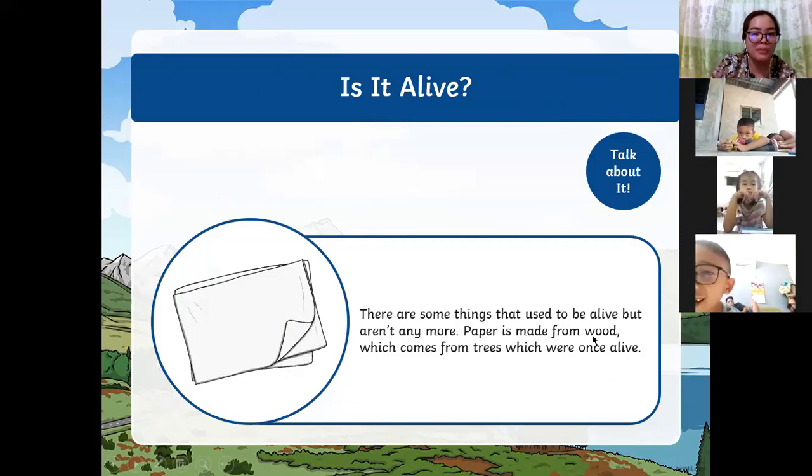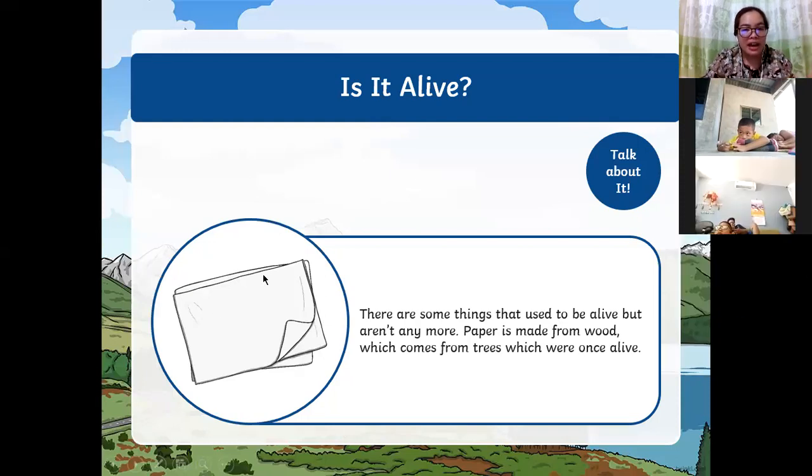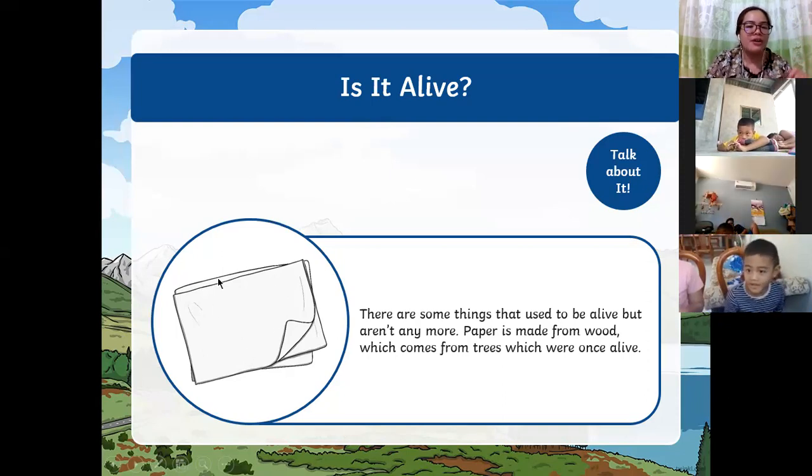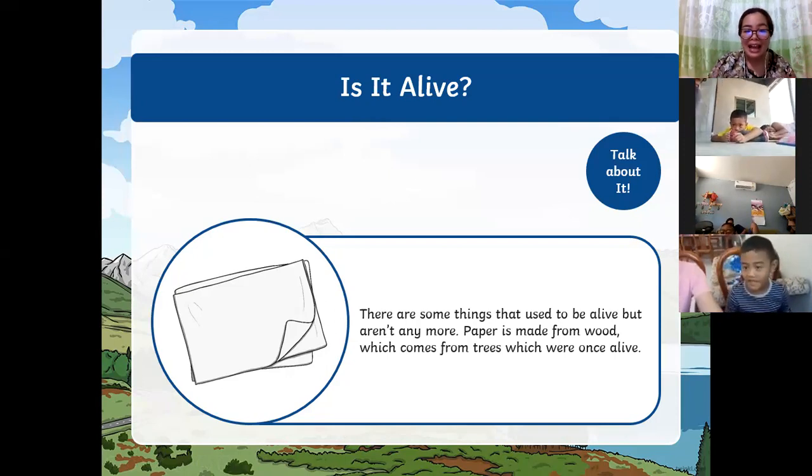Okay, so let's proceed. Next, there are some things that used to be alive but aren't anymore. Paper is made from wood, which comes from trees which were once alive. So we have things like apples. Alive before, yes, but now they are not. The paper, yes, very good, it's a paper. This paper is made from wood. The wood came from the trees. Trees are living things, so they were once alive, meaning it's dead now.